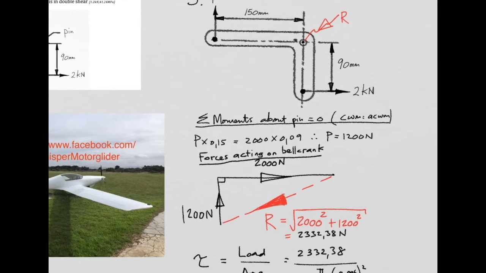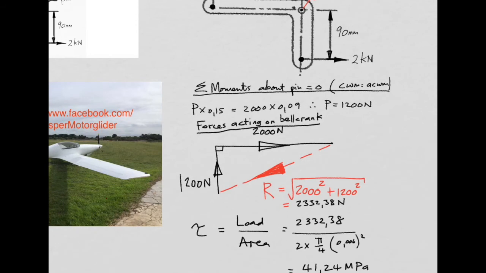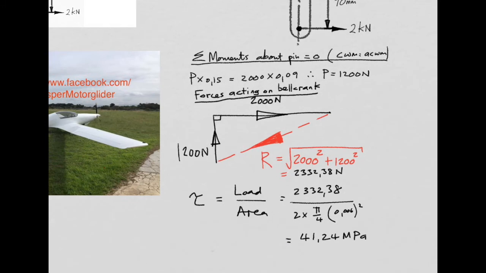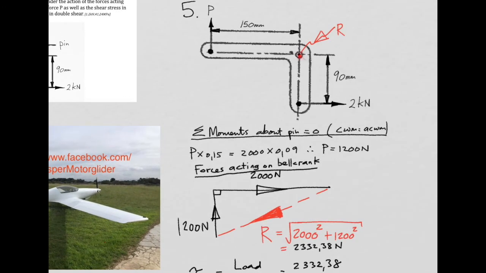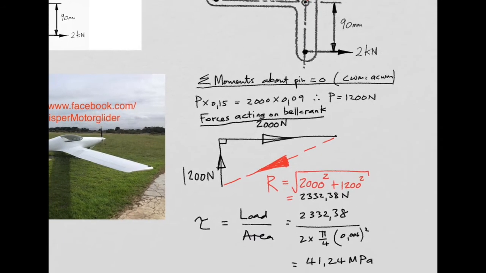So by Pythagoras we can then analyze that 1200 plus 2000 summed via this vector diagram would mean that this closing vector over here, from here to here, is the support reaction. And using Pythagoras, you can see it comes out to 2332. And finally, that force is the one felt by the pin over here, which is keeping the bell crank in equilibrium. And they also speak of double shear.